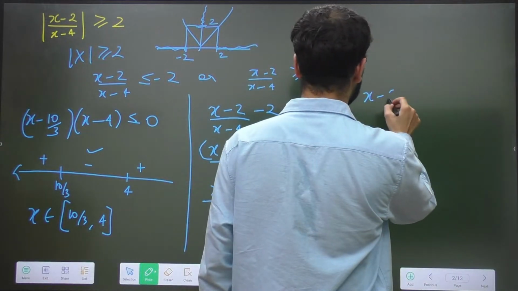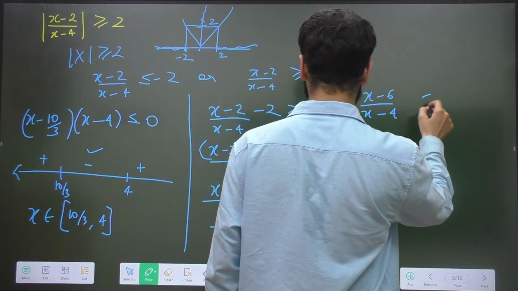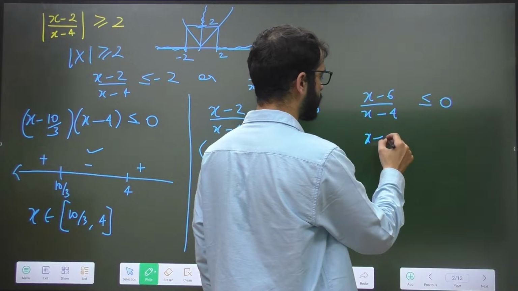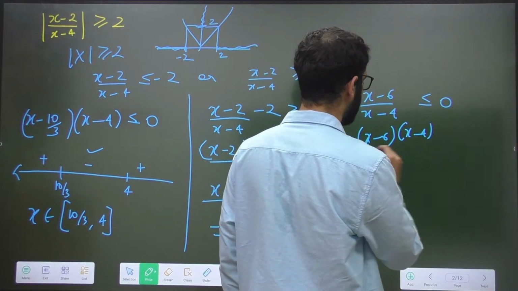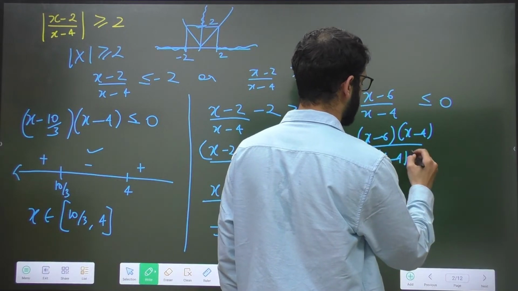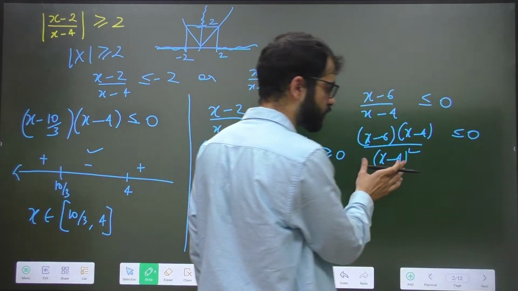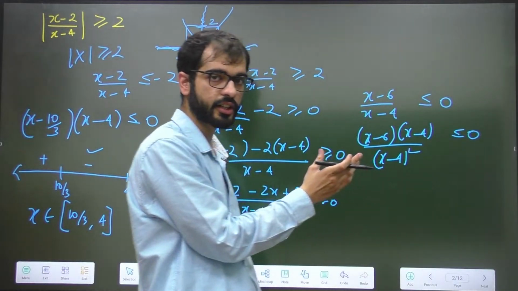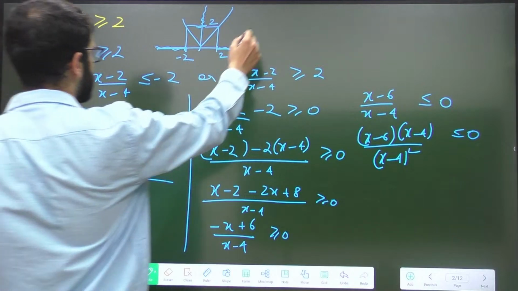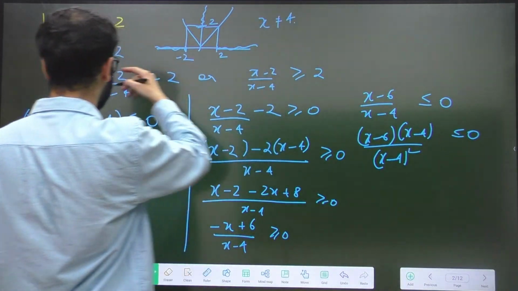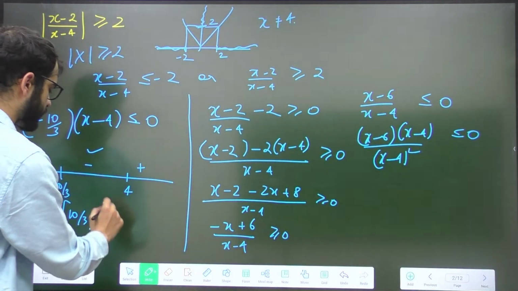It can be written as x minus 6 upon x minus 4 is less than or equal to 0. If I multiply numerator and denominator by x minus 4, I can write it as x minus 6 times x minus 4 divided by x minus 4 whole square less than or equal to 0. This is a positive term. Both the sides can be multiplied with it and still there won't be any change. It's just that we have to remember x cannot be equal to 4, otherwise it becomes undefined. So over here I'm going to place an open interval.